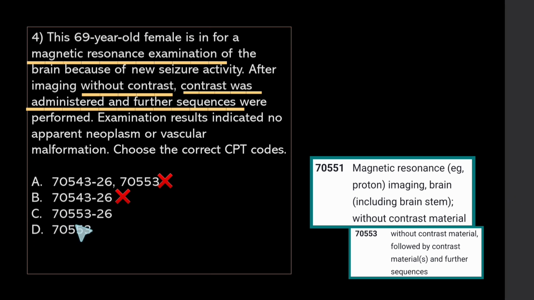Now we are left with option C and option D. The code 70553 is correct. In option C, they have appended modifier 26. Modifier 26 is for professional component. In the question, they have mentioned examination results indicated no apparent neoplasm or vascular malformation. This sentence suggests that the physician reviewed the images and provided a diagnostic interpretation. Right. Therefore, we have to append modifier 26. The right answer is option C.